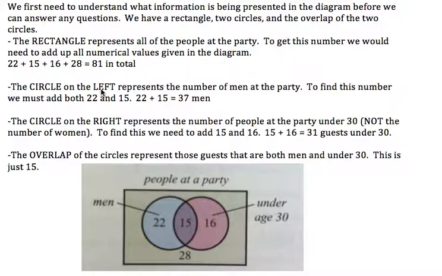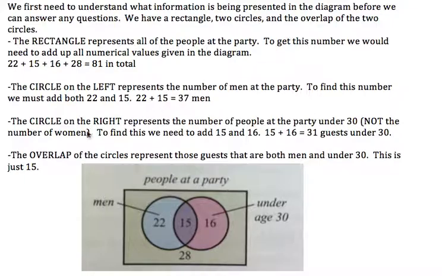The circle on the left represents the number of men at the party. This blue circle is identified as men. So to get the total men at the party, we would take 22 plus 15. This gives us a total of 37 men.